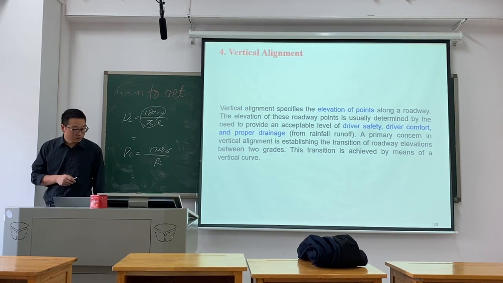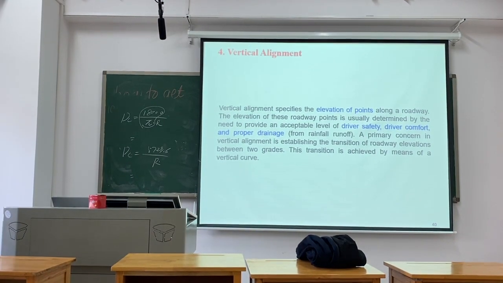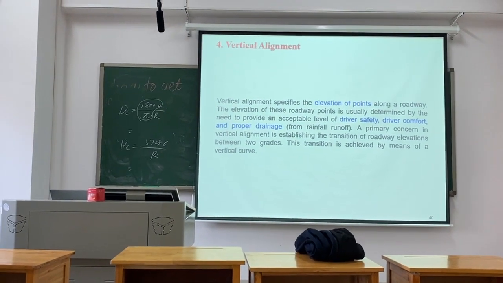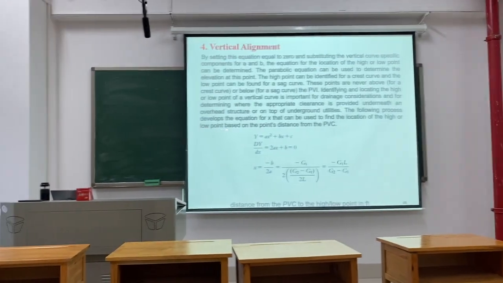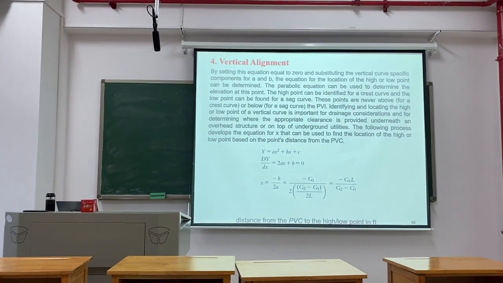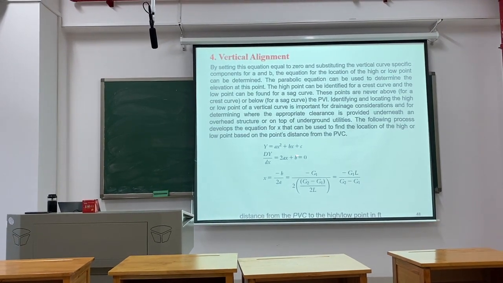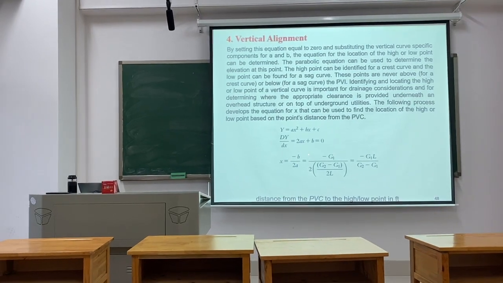Now there's another leaf, vertical alignment. So this guy is over. And the high or low point is based on the point distance from the PVC. We can use this equation to calculate.